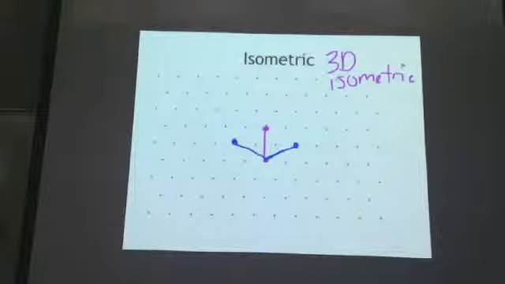Okay, let's do the sides of our box. So the sides of our box, we're going to go from the blue straight up, and from the blue straight up, we're making the sides of our box.